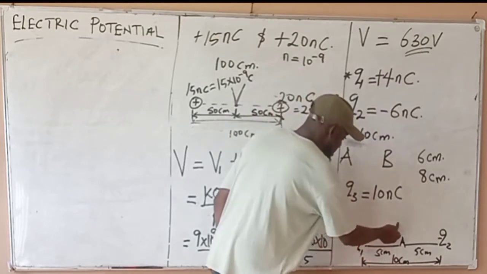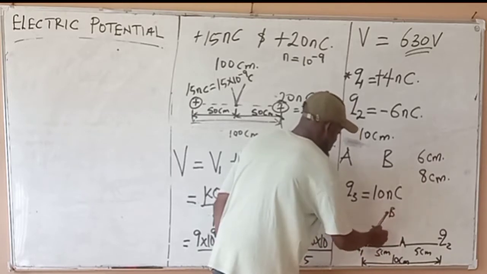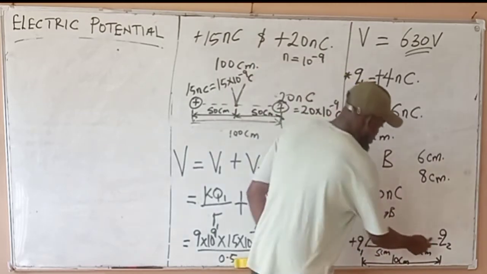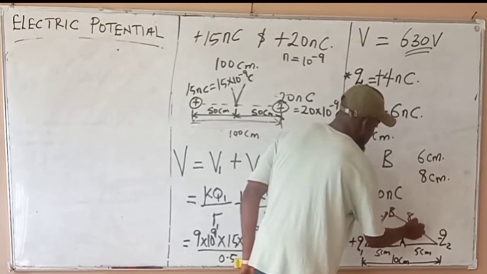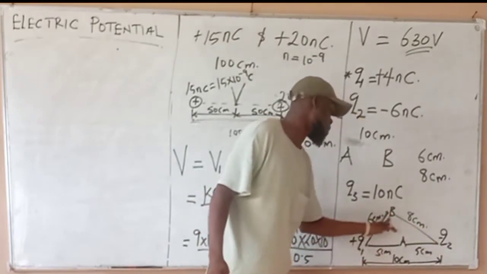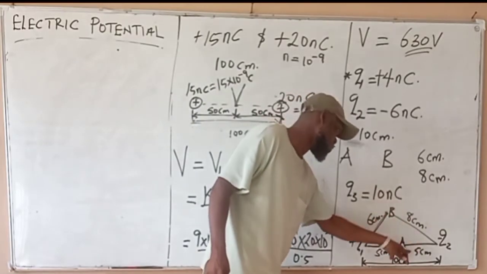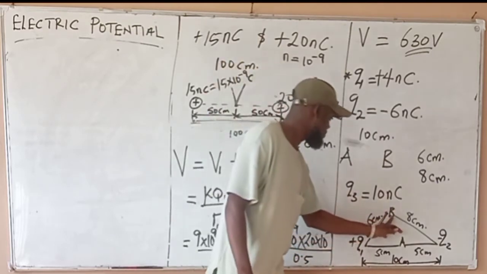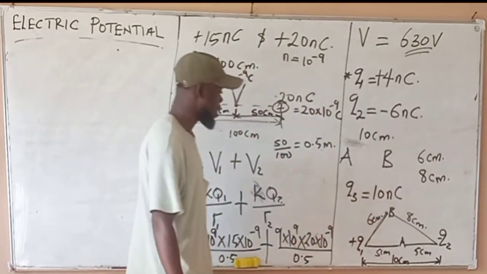Let's say point B is somewhere here, 6 cm from Q1 and 8 cm from Q2. It's more like a triangle. If you like, you can draw it how you like. Even if you don't have any drawing, you can still solve the question. Between point B and Q2 is 8 cm. Between point B and Q1 is 6 cm.